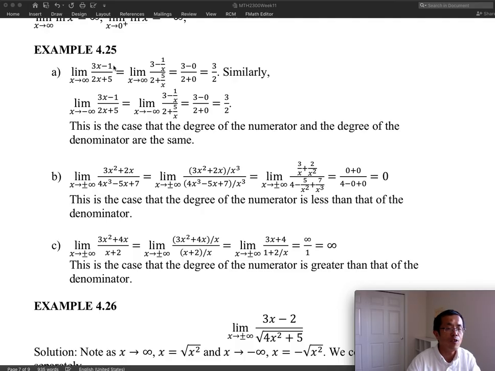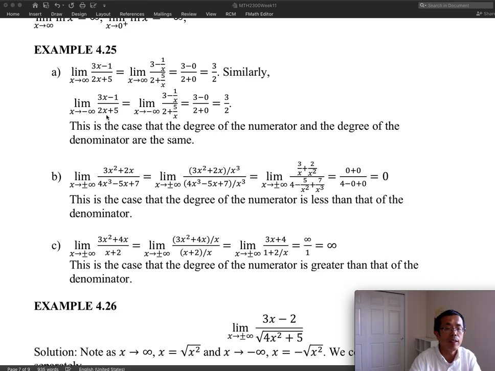I divide the numerator by x and the denominator by x. I do the same thing for the numerator and the denominator. To manipulate a fraction, you always do the same thing for the numerator and the denominator. Okay, and then what I figured out here is, as x approaches infinity, 1 over x is approaching 0. 5 over x is approaching 0 too. So later, this turns out to be 3 over 2.